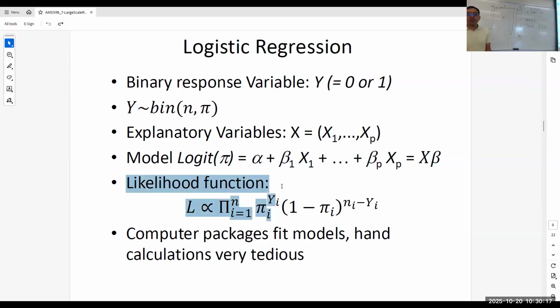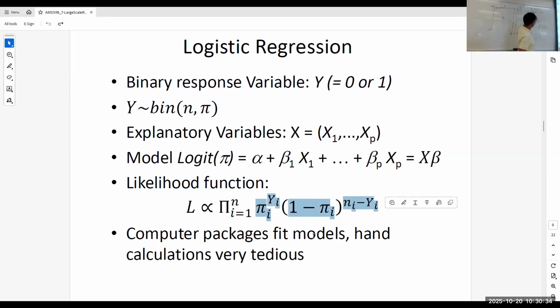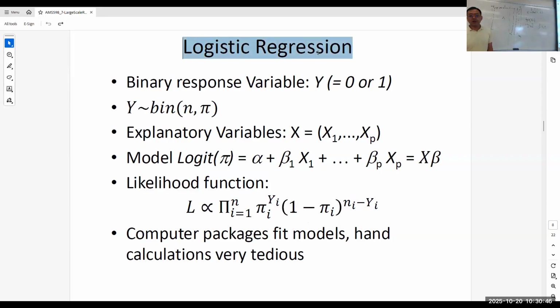This likelihood function is essentially a product for i from 1 to n of pi_i to the yi times 1 minus pi_i to the ni minus yi. This is right for the binomial with ni equal to 1, right? So this is a binomial function. So essentially, to solve this logistic regression, we want to maximize our likelihood function.